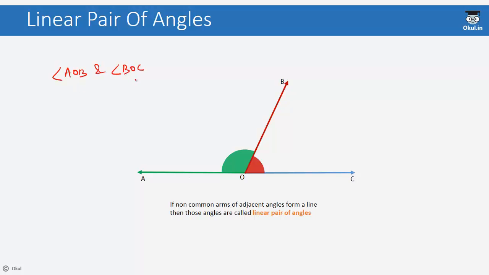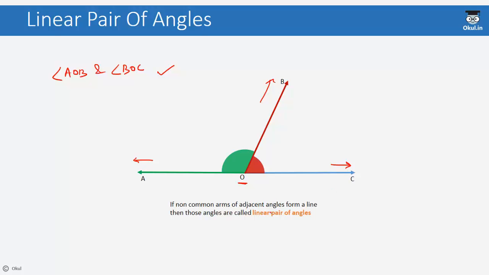Angle AOB and angle BOC, let us see: O is the common vertex, OB being the common arm, and then we have OA and OC being the non-common arms, and they are definitely on the opposite sides of the common arm OB. So hence we can conclude that yes, angle AOB and angle BOC are adjacent angles. Now we see that AC is a line, that is they have a straight angle. So then only we can say that yes, these adjacent angles are a linear pair of angles.